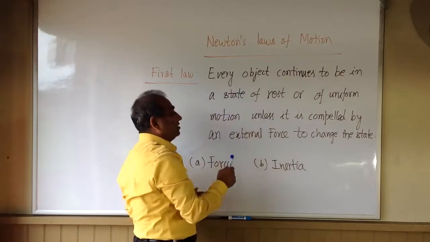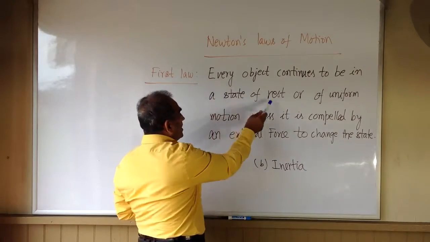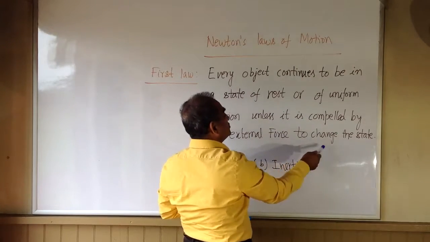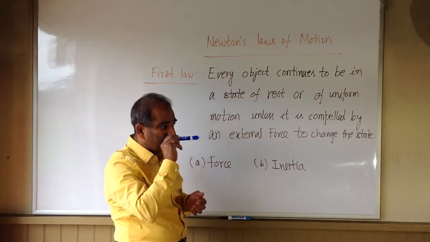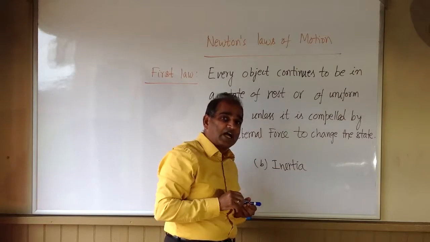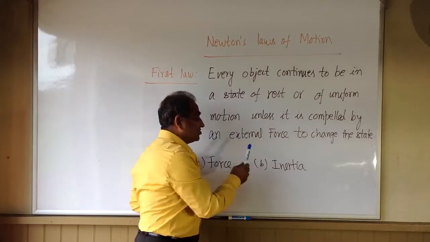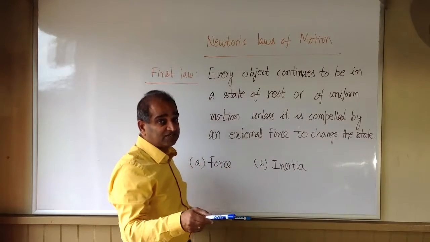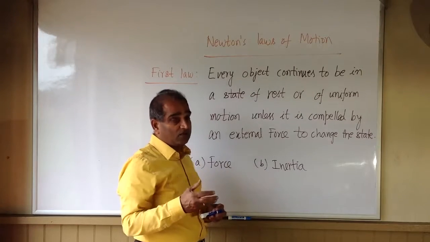And every object continues to be in a state of rest. State is a condition, either rest or uniform motion. So it can be at rest or in uniform motion unless it is compelled by an external force to change the state. In order to change the state of rest or of uniform motion, you are required to apply an external force to the object. The object cannot change by itself because of inertia. And external force is the one which can change the state.